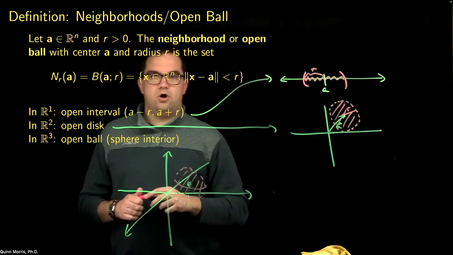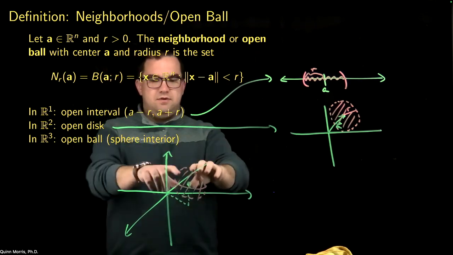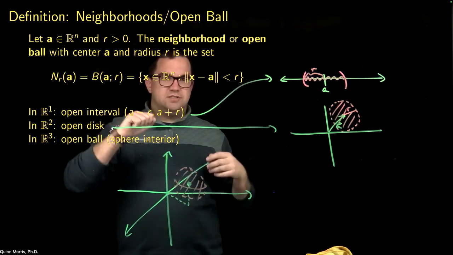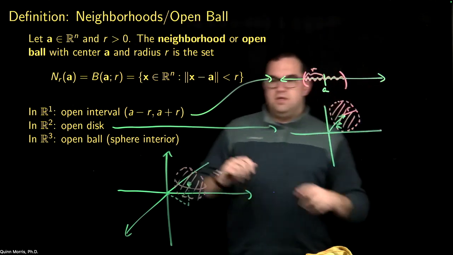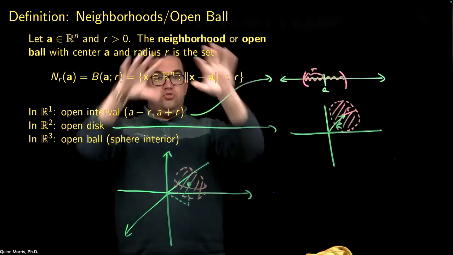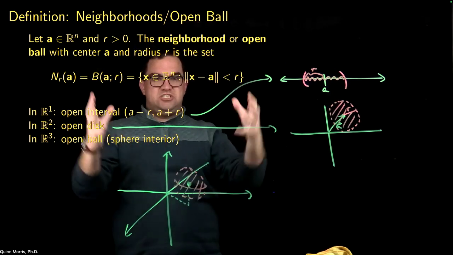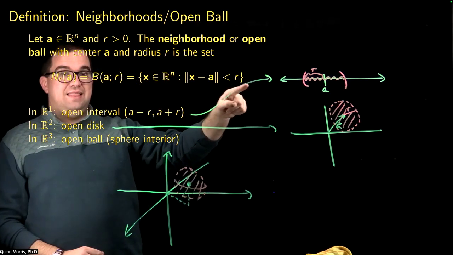Okay, so we're going to call this an open ball. I think the analogy that's most helpful here is to think about a beach ball that's filled with air. The open ball is the air inside the beach ball. It doesn't include the surface. It's just the stuff inside. So I'm looking at all things whose distance is strictly less than R.